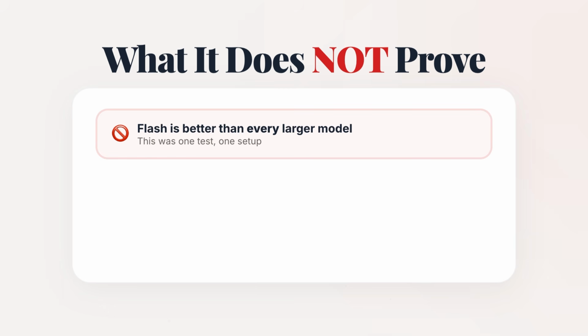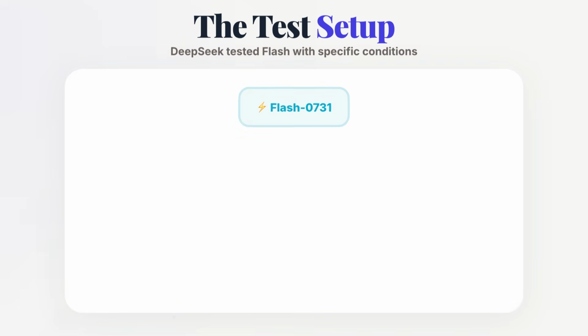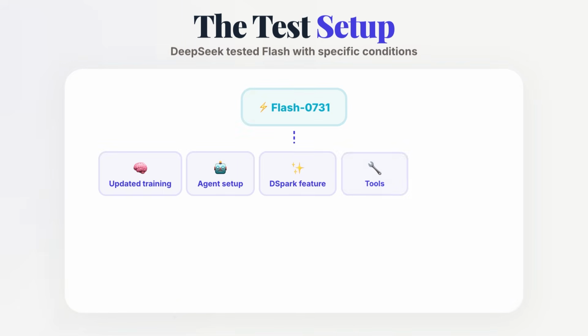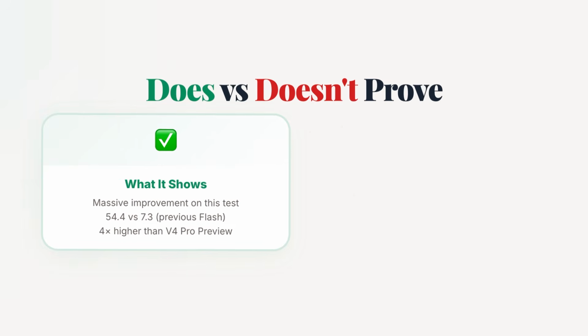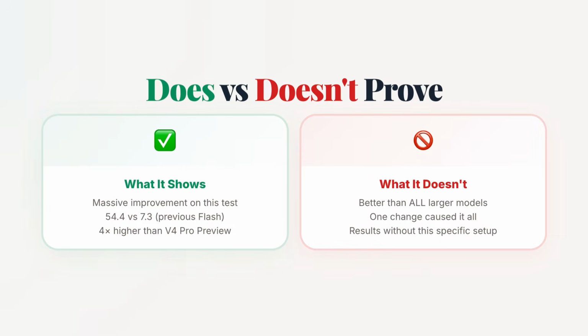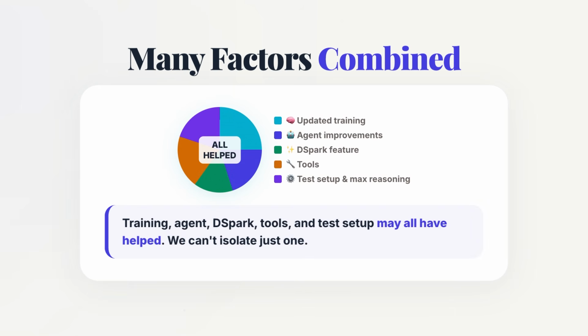It does not prove that Flash is better than every larger model. It also does not prove that one training change caused the entire improvement. DeepSeek tested Flash with its own agent setup, maximum reasoning effort, and specific settings. Its updated training, agent improvements, DSPark feature, tools, and test setup may all have helped. What the result does show is that parameter count is not everything. The way a model is trained, improved, connected to tools, and tested can matter just as much as its size. For a focused workflow, the smaller model may be the smarter choice.